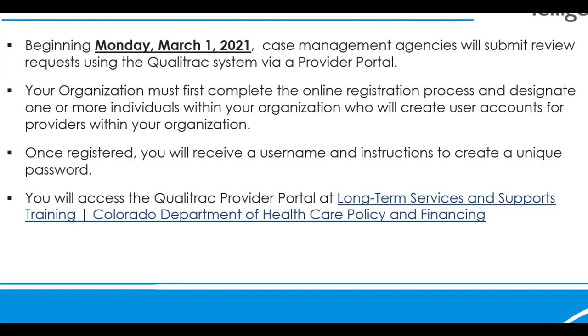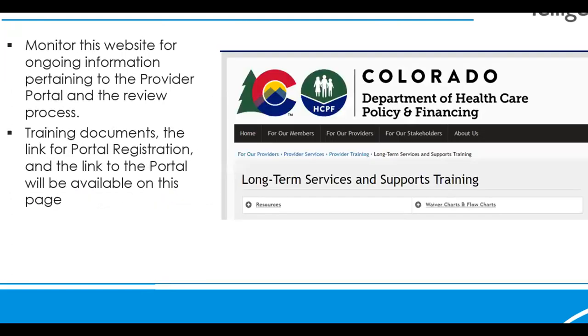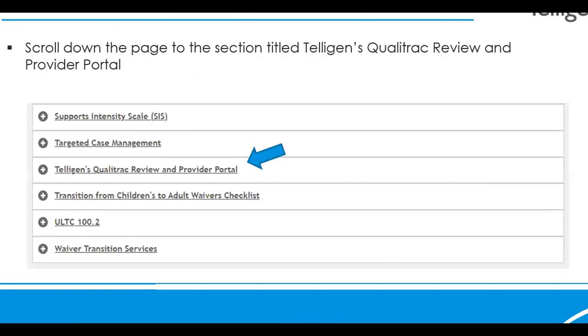That's the long-term services and supports training site, our page on the Colorado Department of Health website. If you follow that link, it will take you to the long-term services and supports training page. And once you're on this page, you'll want to scroll down towards the bottom until you find the Telligent's Qualitrac Review and Provider Portal panel. You can click on that panel to open it, either on the name or on the plus sign. And once you open that panel, you'll see the authorized official registration link.